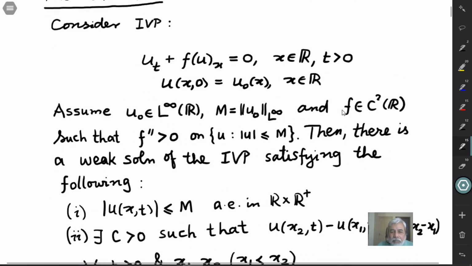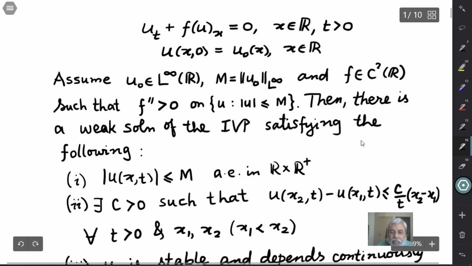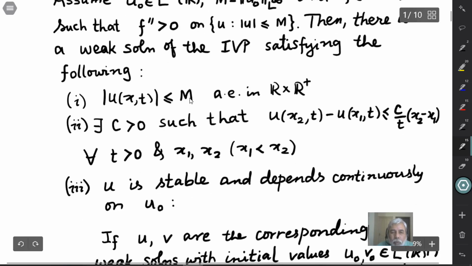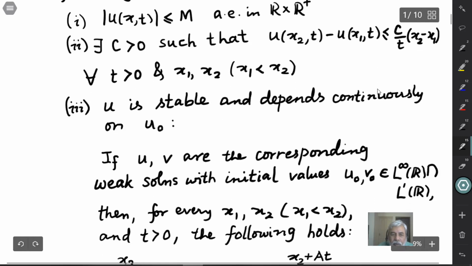Then the conclusion of the theorem: there is a weak solution of the IVP satisfying the following conditions. So u is also bounded by the same m. And the second important property is what we call the entropy inequality. There exists a constant c such that u of x2 t minus u of x1 t is less than or equal to c by t into x2 minus x1 for all x, t positive and x1 less than x2. So this is a one-sided inequality. There is no absolute value here.